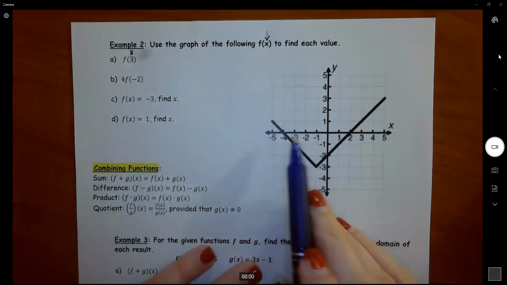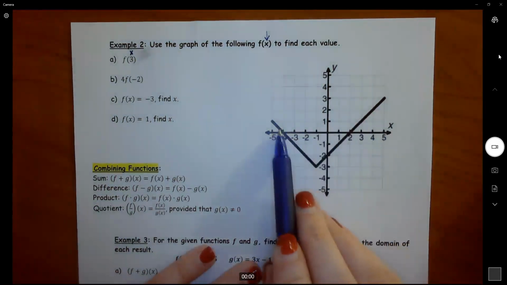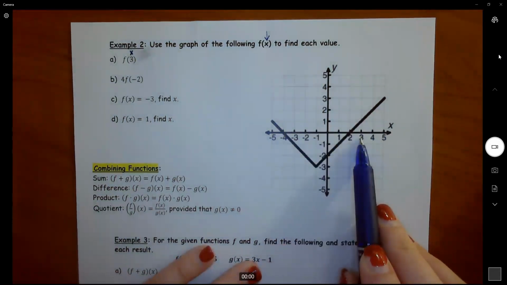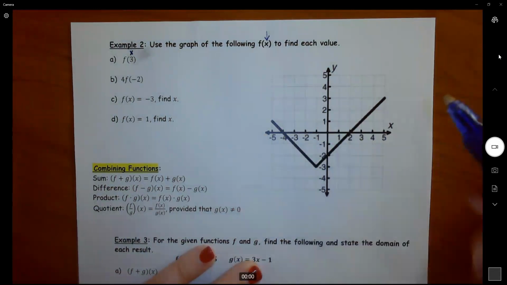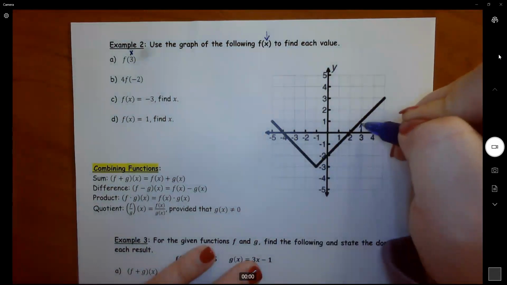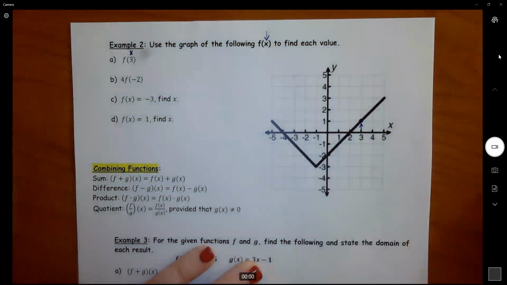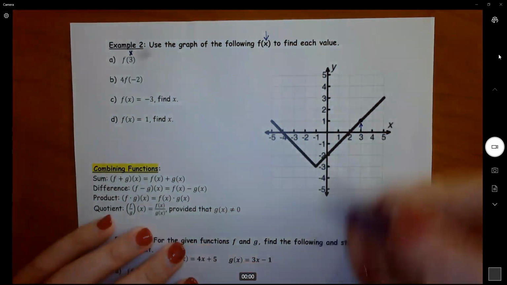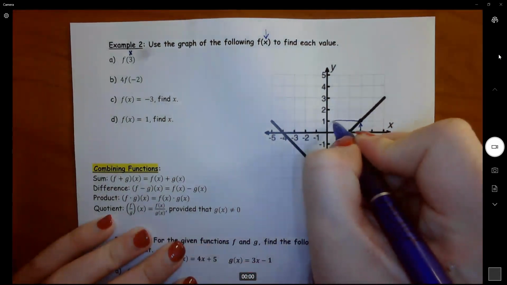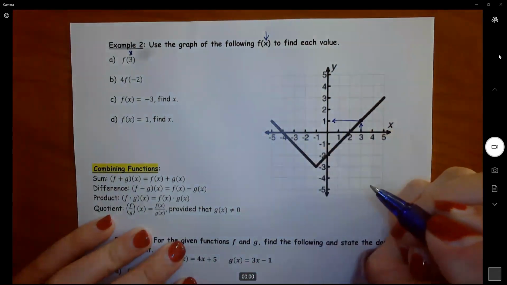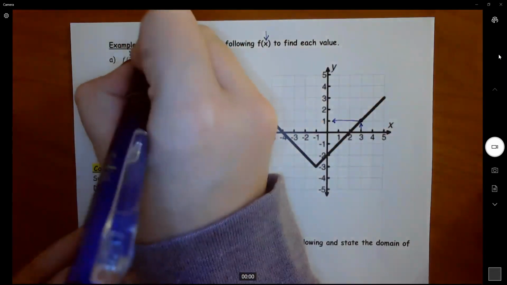So I'm going to come over here to my graph, and along my x coordinate, I'm going to go to 3. And I need to meet my graph. I have no graph below, so what I'm going to do is go up. And here is my graph. And then what is that y value? It's 1. So this equals 1.